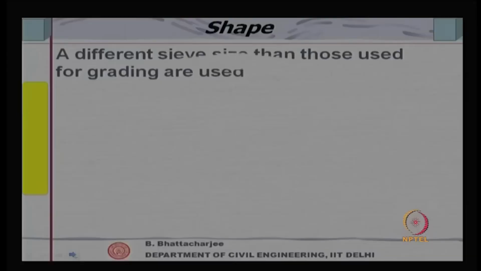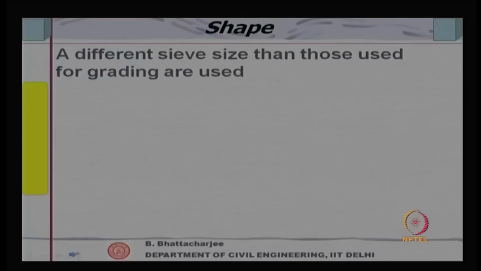Flaky is if its thickness is smaller than 0.6 of the sieve size, so you measure the smallest dimension, and that should not be less than 0.6 of the sieve size through which it has passed. So, that is what is flaky, and the code restricts their use.